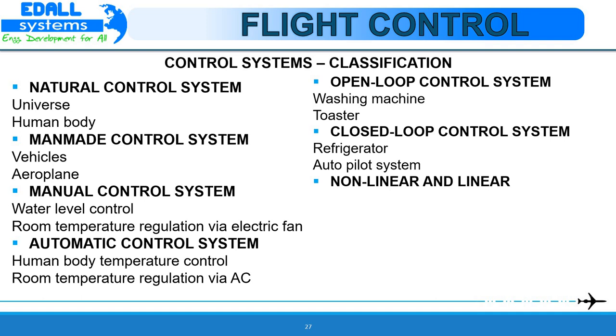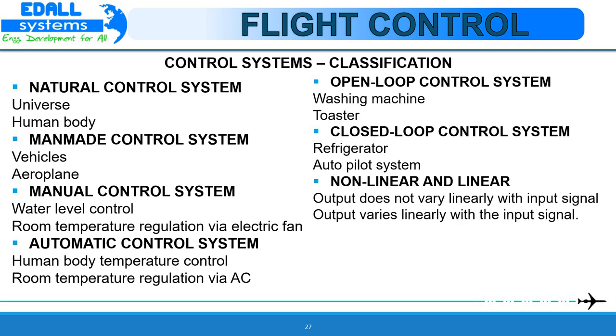Then we have non-linear and linear control systems. A system whose output does not vary linearly with the input signal is called a non-linear control system. It does not satisfy the principle of superposition. Then we have a linear system where the output varies linearly with the input signal. The principle of superposition is applicable to the system, which means that the response to several inputs can be obtained by considering one input at a time.